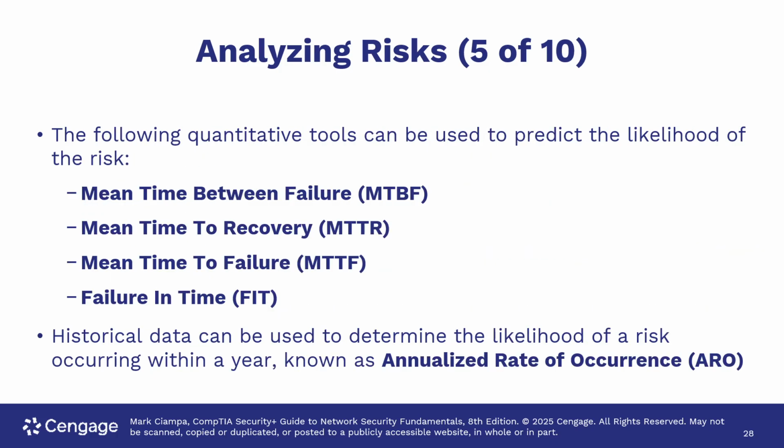The following quantitative tools can be used to predict the likelihood of the risk: the mean time between failure, the mean time to recovery, the mean time to failure, and the failure in time. These sound similar, maybe different, or even confusing. We'll take them one at a time. The historical data can be used to determine the likelihood of a risk occurring within a year, also known as an annualized rate of occurrence.